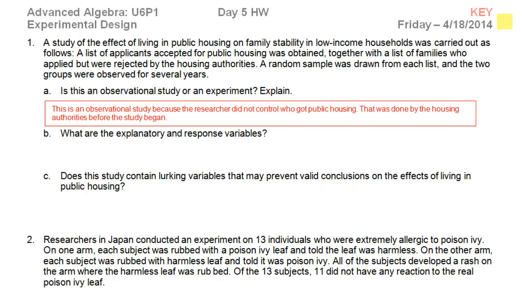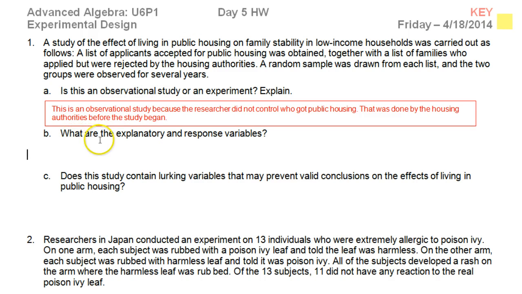Just for comparison, let me explain what an experiment would have looked like in this particular context. Imagine that the researcher got permission from the housing authority to be the one who decides who gets public housing and who doesn't. Imagine that the population was everyone who had applied for public housing. But instead of whatever criteria the housing authorities used, the researcher used a random number generator to randomly assign, let's say, 100 people to get public housing and 100 people to not get public housing. Then if you compared what happened to those two groups, that would be an experiment, because now the researcher, using his random number generator, is deciding who goes into what group.